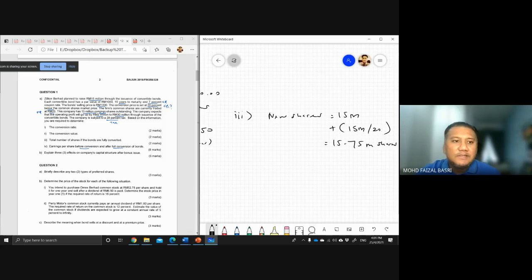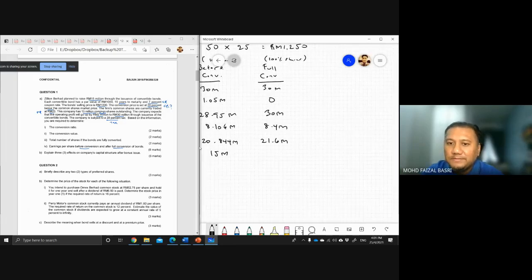Okay, so this is the total number of new shares, or the total number as a whole. Total number of shares after fully converted is 15.75. So 15 is the original, and the 0.75 is the 15 million amount to be raised divided by the conversion price, which is 20 ringgit. So we get here 0.75, plus 15, 15.75. And this 15.75 will be used here.